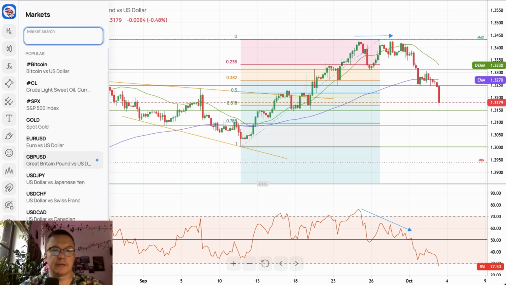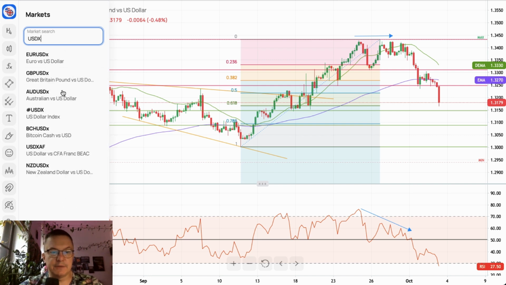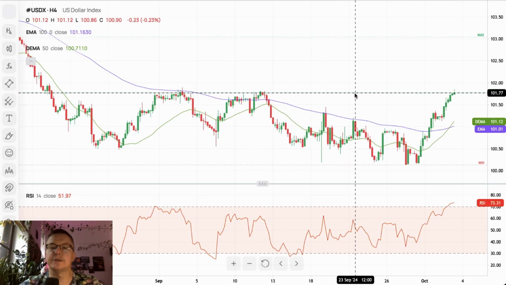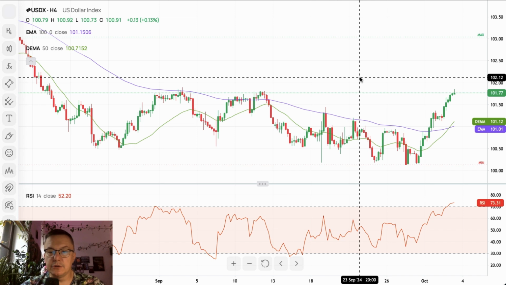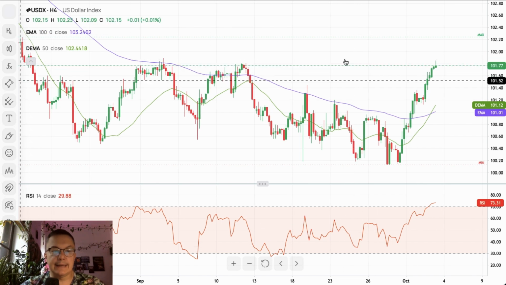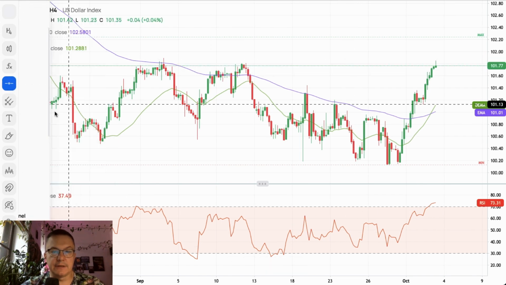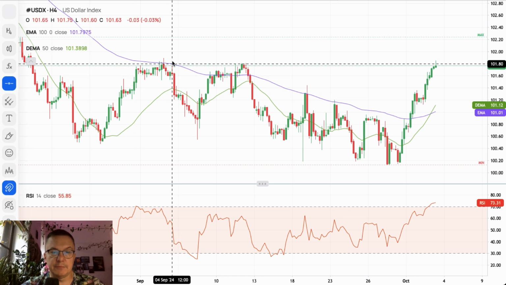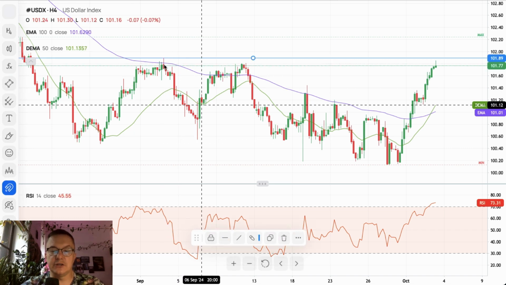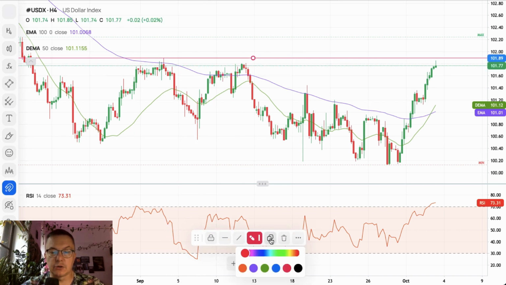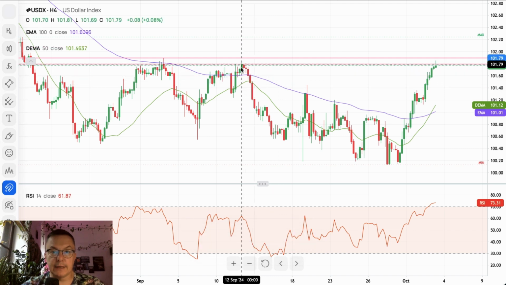Let's take a look at what's going on in the other markets. We recently took a look at the S&P 500. Let's take a look at the US dollar index. There you go. Now euro dollar is going lower, and the US dollar is going up. That's nothing new. That's absolutely perfect correlation. So it looks like the US dollar is getting stronger across the board.